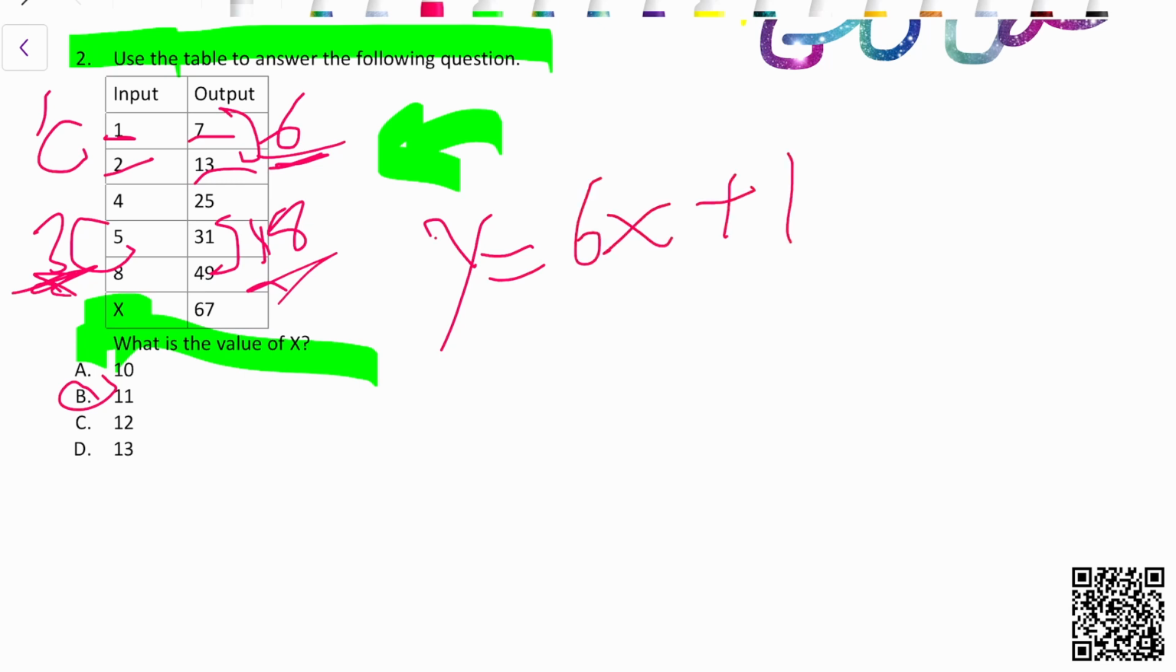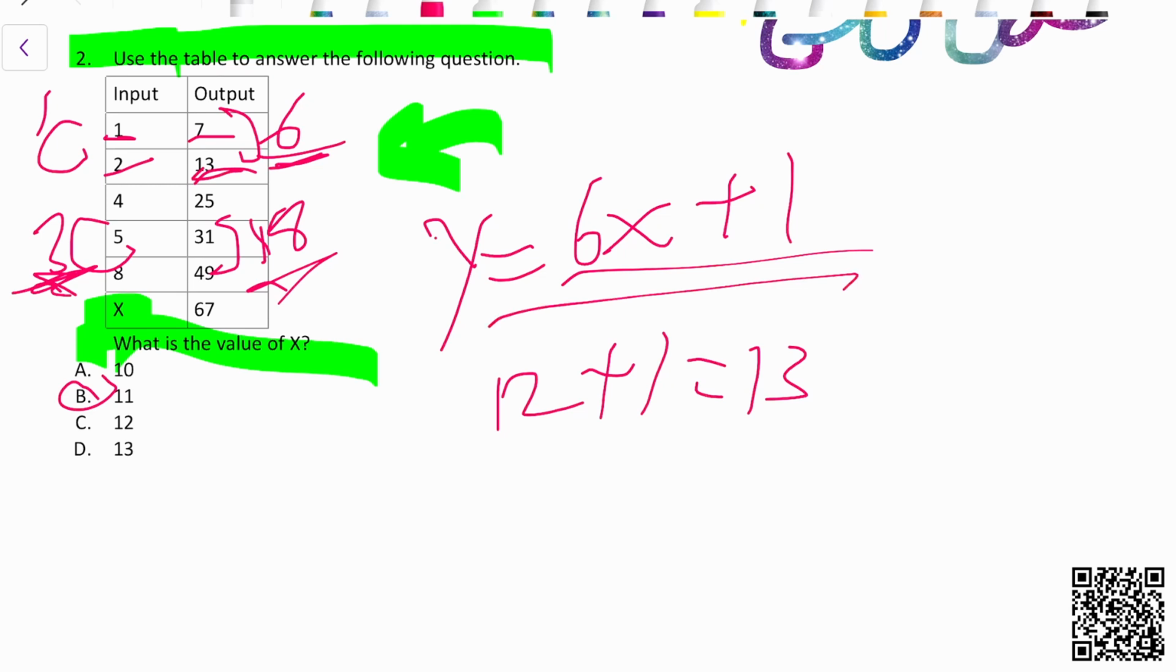So now let's test it on another one, like 2, our new function. So 2 multiplied by 6, as we all know, is 12. 12 plus 1 is 13. So it matches. So yeah, our function is correct. And now we need to test it out on this 67. It's the same thing as the first one, we just do it backwards. So let's subtract 1, so that's 66. 66 divided by 6 is 11. So the correct answer is also B.